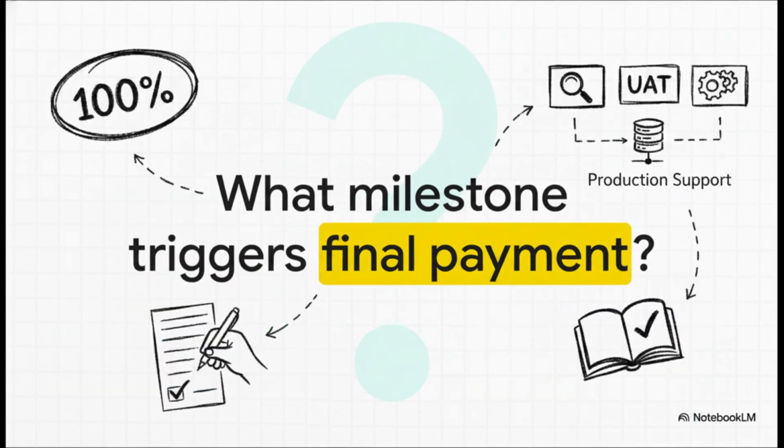And for our last review question, what final milestone must be achieved before the final payment is released? That would be formal client sign-off. This triggers the final payment, but only after successful user acceptance testing and that crucial documentation handover.